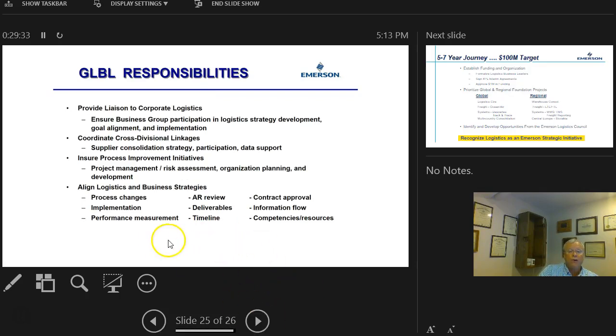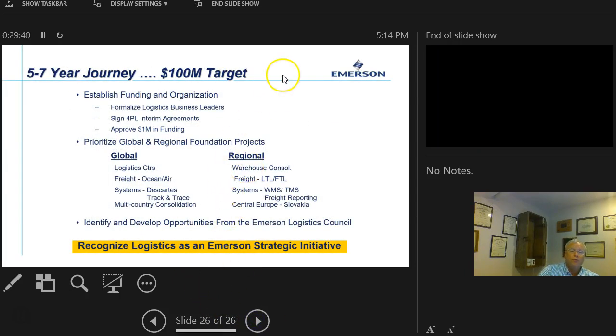So we don't need to cover this. We've talked about aligning business and logistics strategies. So this is pretty much what they did. This is the last slide here. We had staked out a 5 to 7 year journey, a $100 million target. We pretty much had 30 million already identified, not executed, but identified.